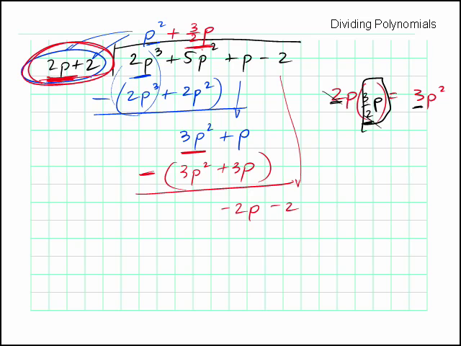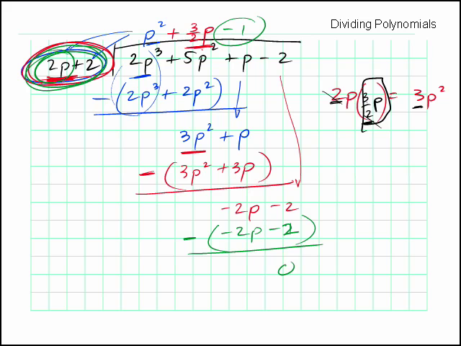And repeating the process one more time, how do I turn 2p into negative 2p? I have to multiply it by negative 1, which gives us this. Draw a line and subtract. Oh, wait a second. Negative 1 times this is negative 2p minus 2. Almost messed up there. Subtract. And here we do have a remainder of 0.